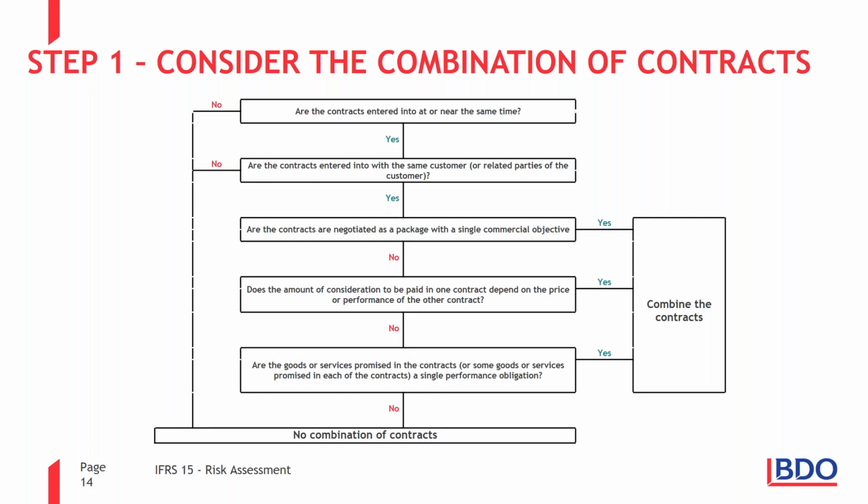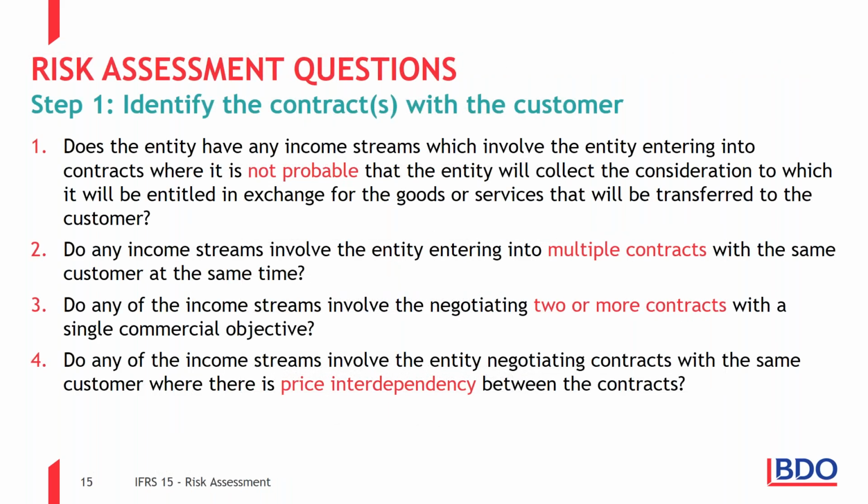So it's really important to consider whether we've got multiple legal contracts with the same customer or a related party of the same customer, and therefore the substance is we should treat it as one contract or one bundle of contracts. That's really critical. So here are questions for you to ask yourself at this stage, and everybody will have different answers. Does the entity have any income streams which involve entering into contracts where it's not probable that you will collect the consideration to which you'll be entitled in exchange for those goods or services?